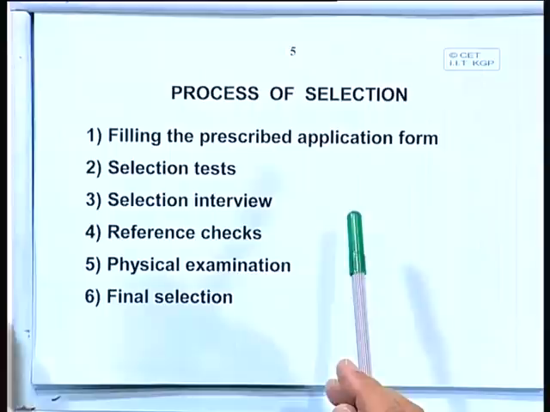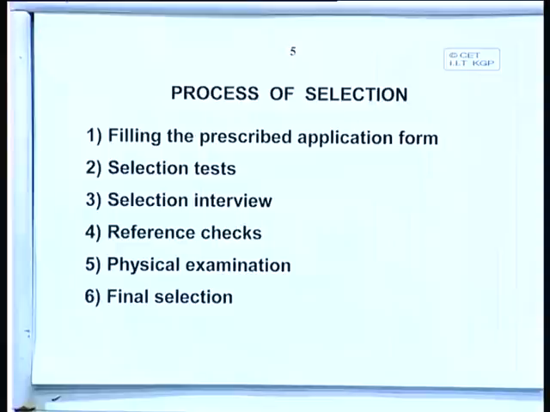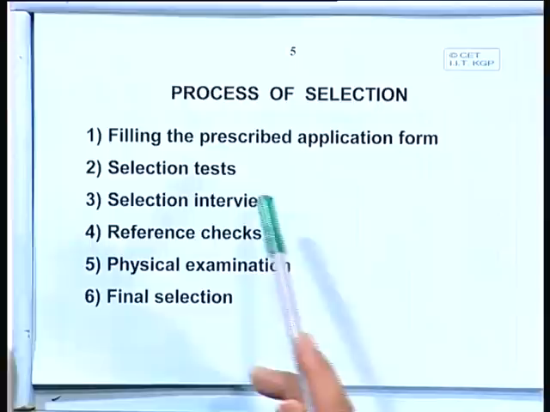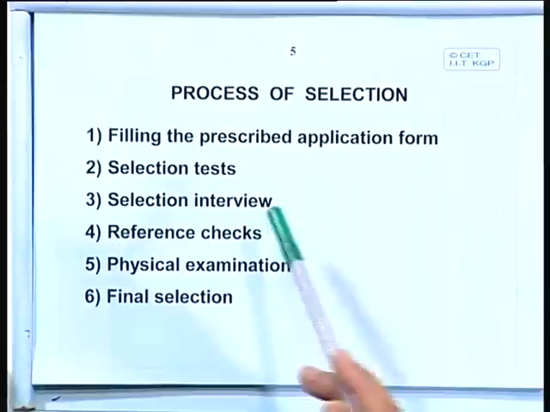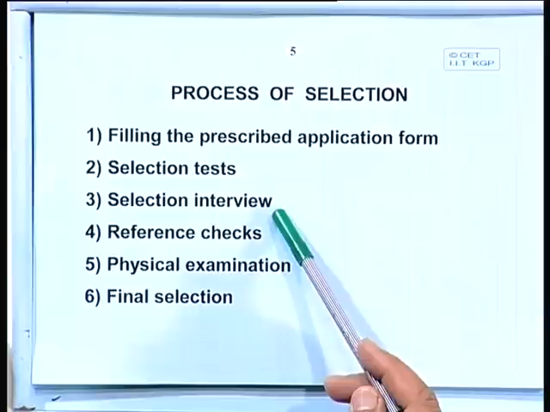So the process of selection is filling the prescribed application form when the candidates come. They have applied, but when they come to your organization, you have your own form, so first they will fill up according to your form. Selection tests, you know that. So many people come to our campus for interviews, hundreds of companies. Many have their own tests, many don't. Selection interview, which is very important. Reference checks. What are reference checks?